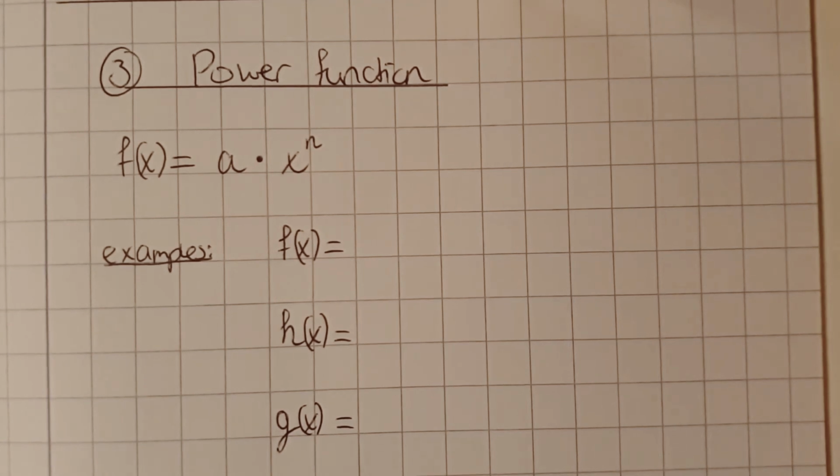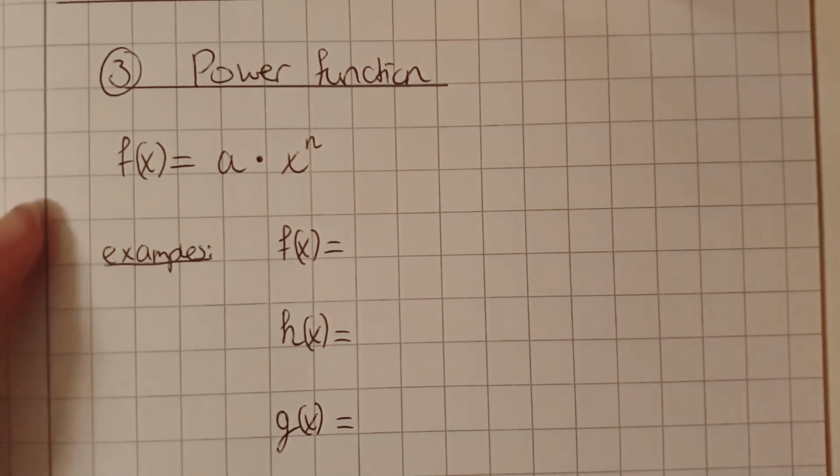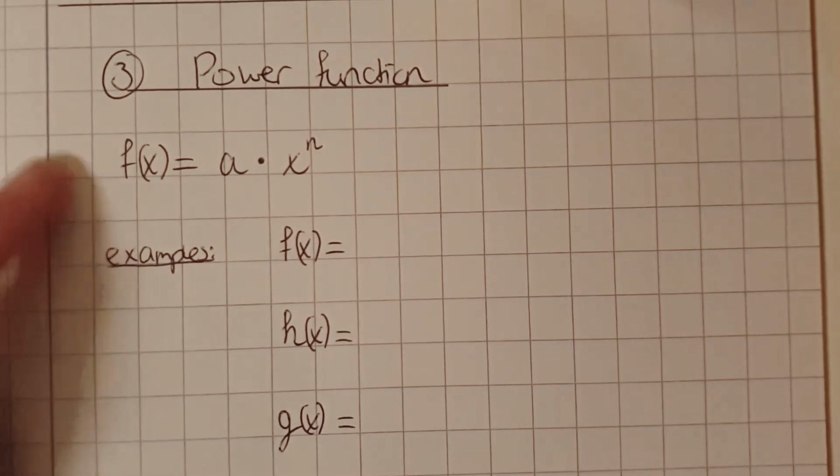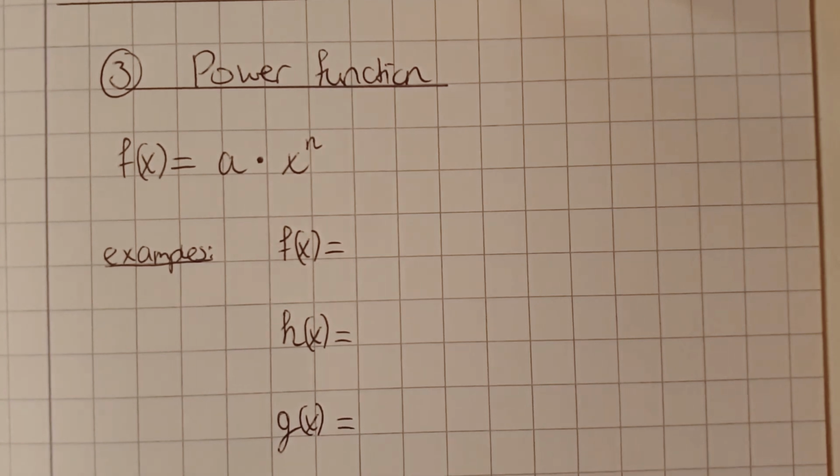Okay, so a power function. This is what a power function looks like. f(x) is a times x to the power of n. Now x here is the variable and n is the exponent. It can be anything, and then a is a number. It can be 1 and then you don't see a number in front of the variable, but it can be 2, 3, or whatever. It can also be a negative number. Okay, so let me give you 4 examples here.